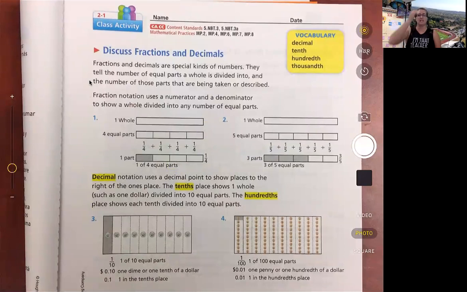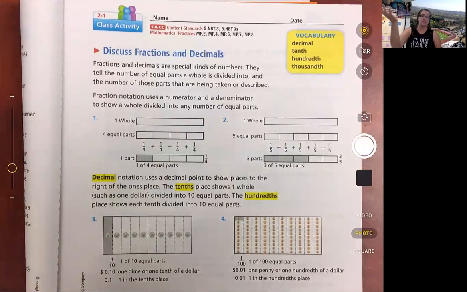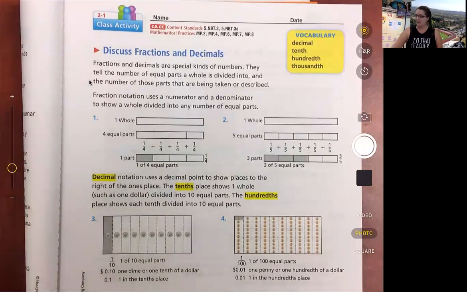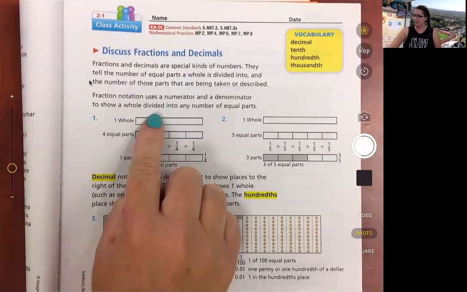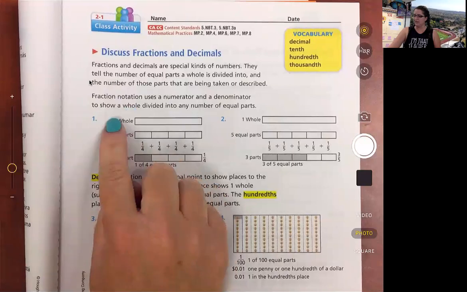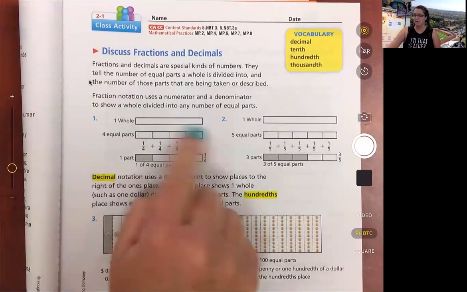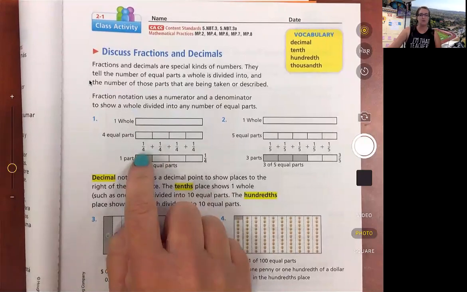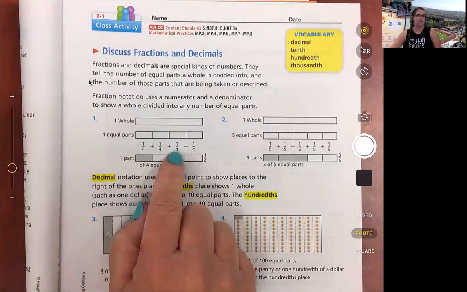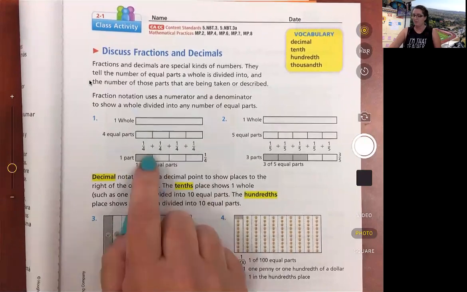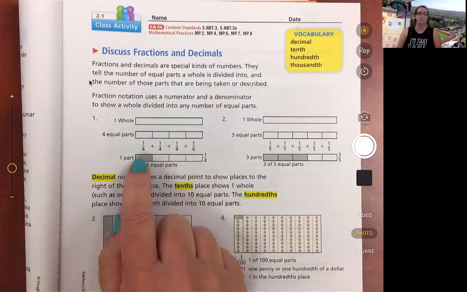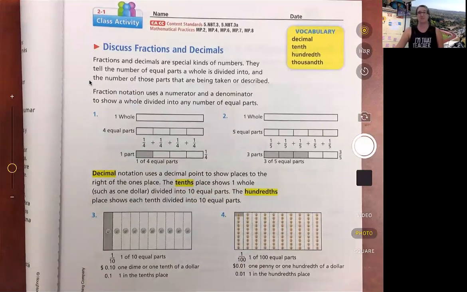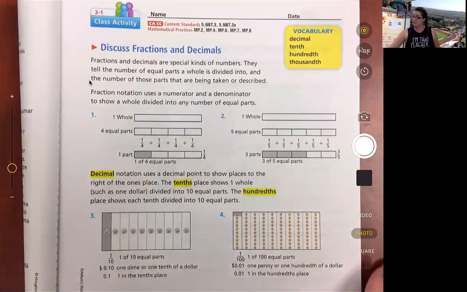So fraction notation has a numerator and a denominator, right? We just did that. We know that. Fraction notation shows a whole divided into a number of equal parts. So we had our whole. This one, they divided it into 4 parts. So we see our unit fractions, 1/4 plus 1/4 plus 1/4 plus 1/4. That gets me to a whole. And then 1 part of that whole would be 1/4, right? You guys remember that? We did that. That was pretty much what we've been doing since school started.